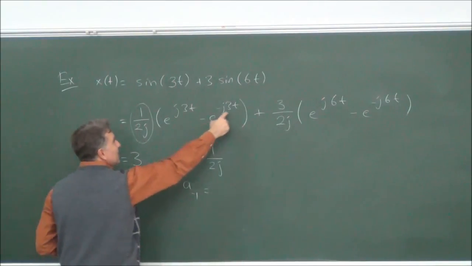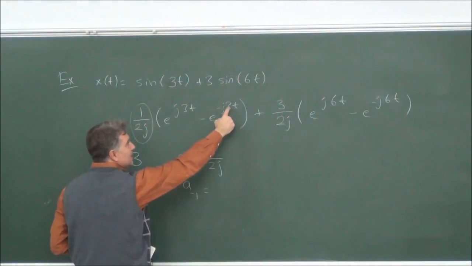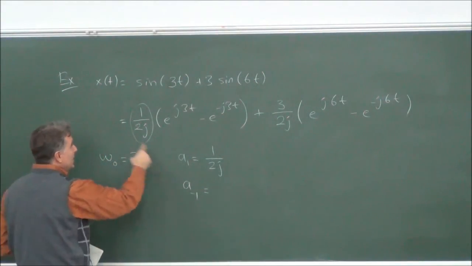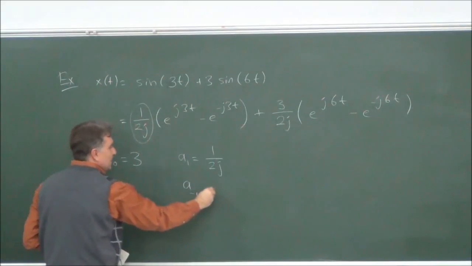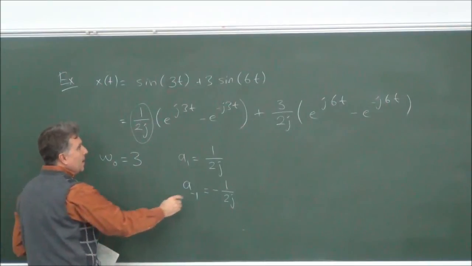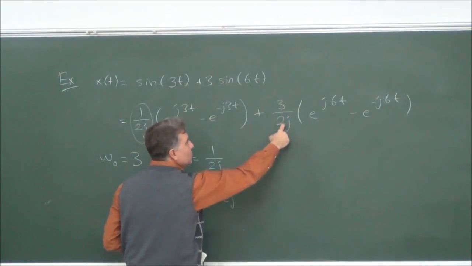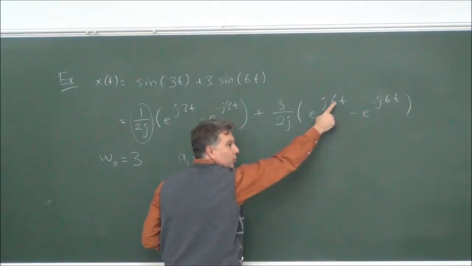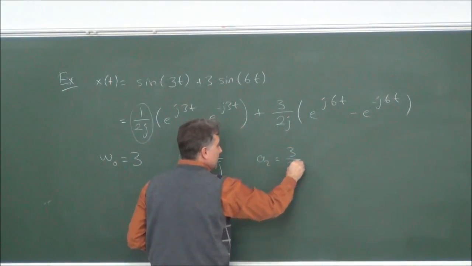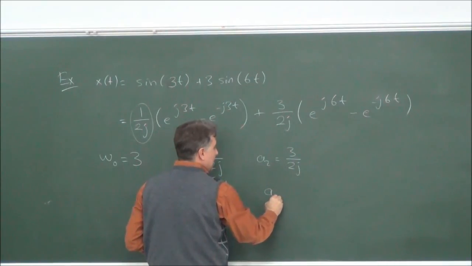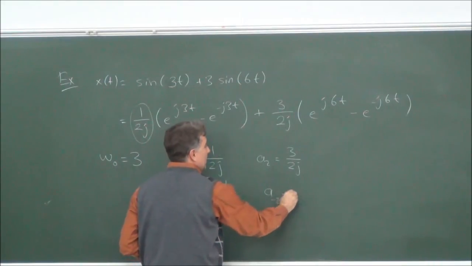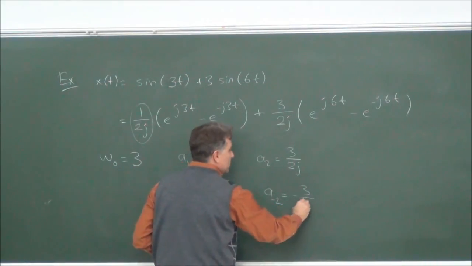A minus 1, here as you see, the index is 3 times minus 1. So the index here would correspond to A minus 1, and that is minus 1 over 2j. How about this 3 over 2j? 3 times 2, so the index is 2 over there. A2 is equal to 3 over 2j, and A minus 2, because this is 3 times minus 2, minus 6, makes it equal to minus 3 over 2j.